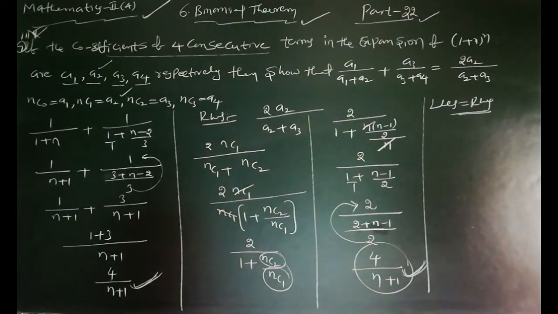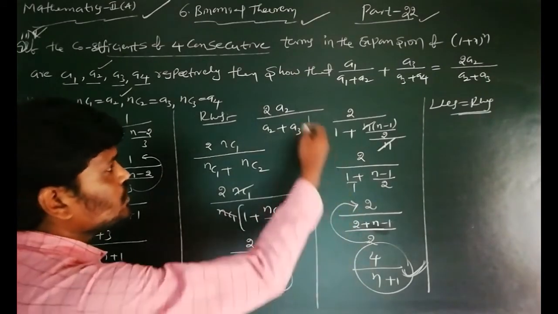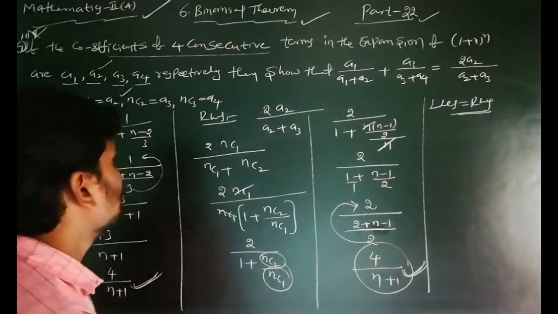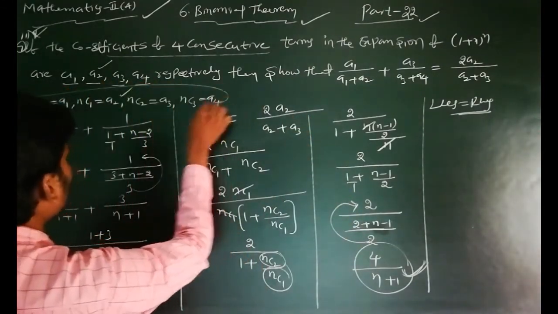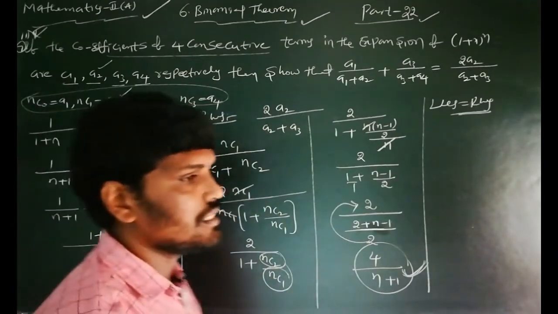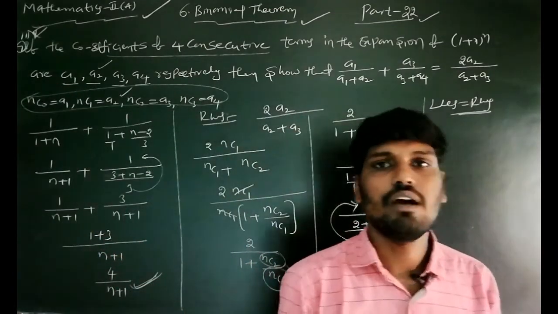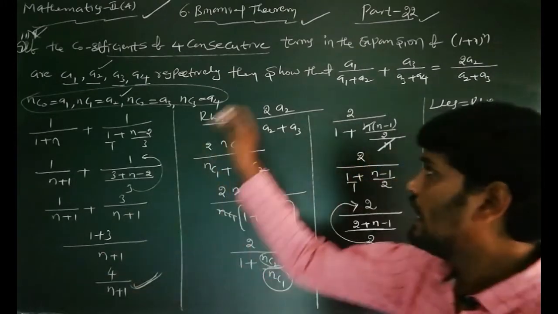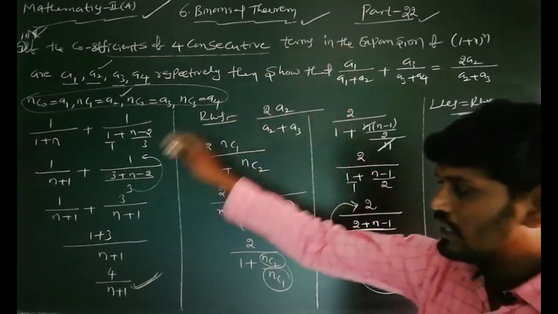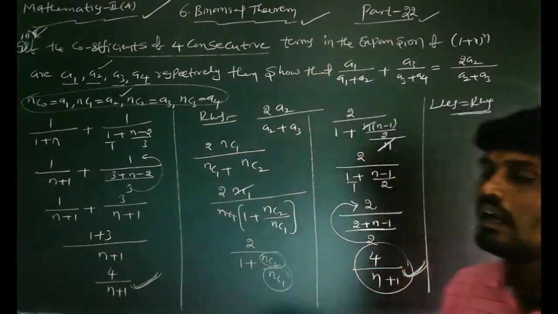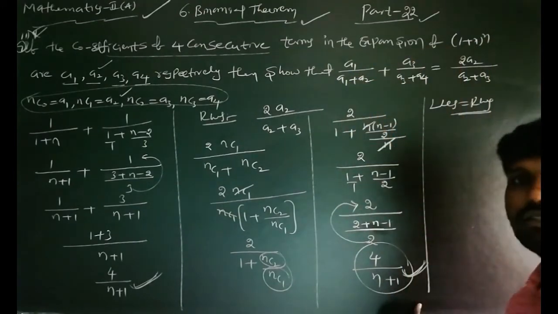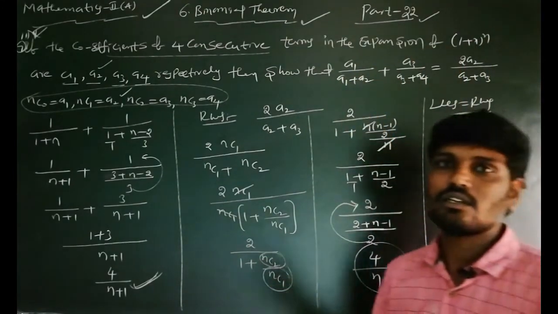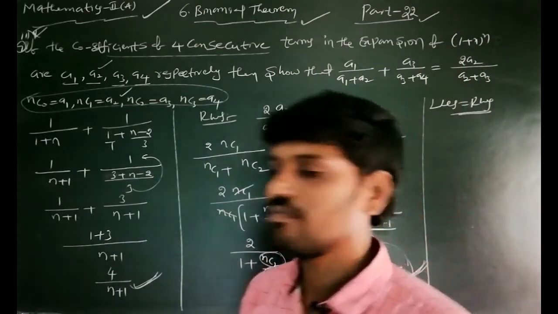This is a very important problem, repeated in IP examinations. Do that problem, it is very easy. First, take nC0, nC1, nC2, nC3, these 4 consecutive terms. After that, take the LHS part, which gives 4/(n+1). The RHS part, similarly you can do, 4/(n+1). Then LHS is equal to RHS.